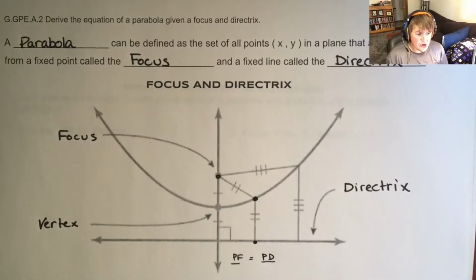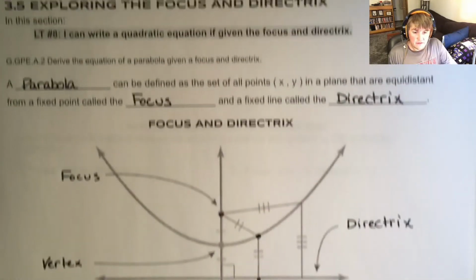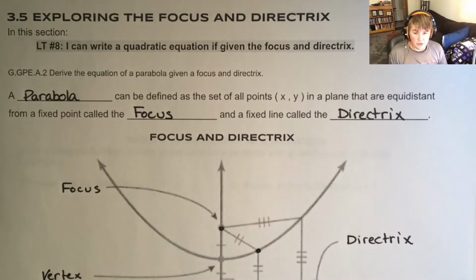Okay, so we are going to start on the fifth and final section of Chapter 3, and it is going to be exploring the focus and directrix. We're going to have one learning target: that you're going to be able to write equations when you're just given a minimal amount of information, such as the focus and the directrix.